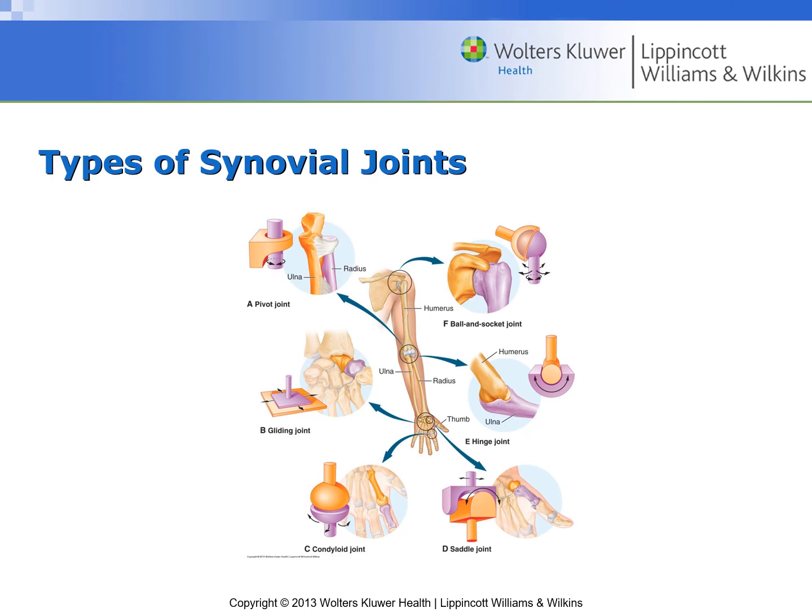Here we have illustrated the various types of synovial joints. Synovial joints are classified according to the shape of the bone ends, how they articulate, and the movements they allow.